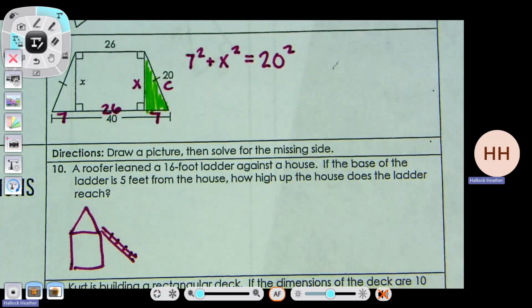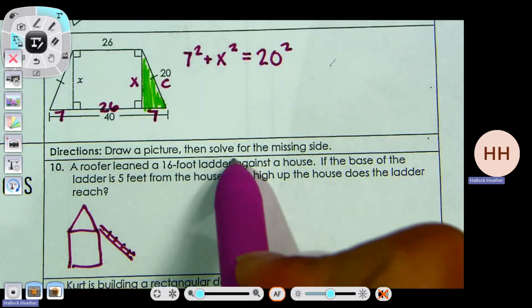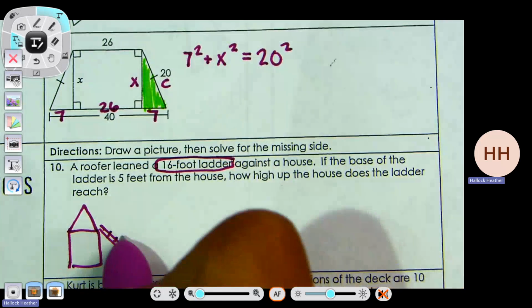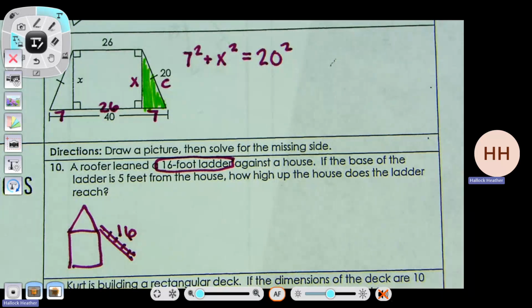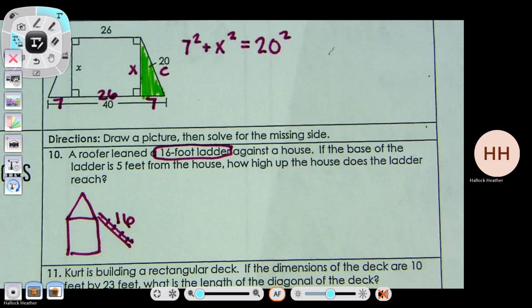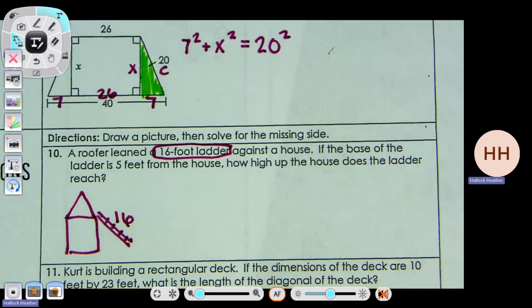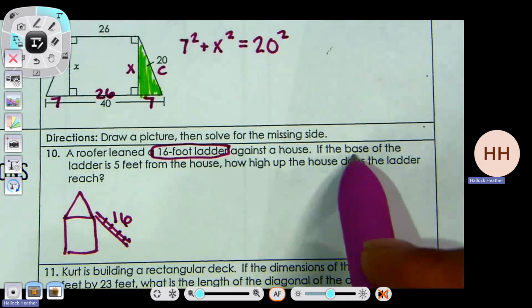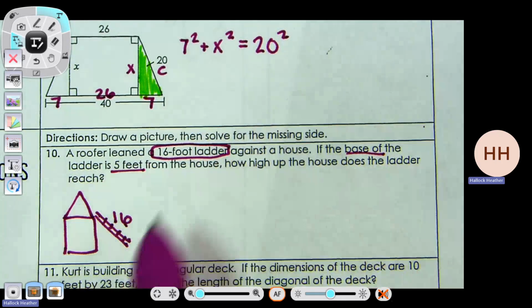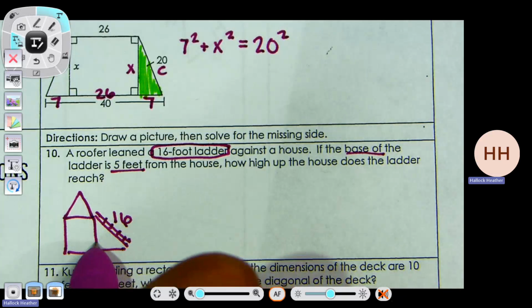16 is going to be C because that is the length of the ladder. A 16-foot ladder is leaning up against the house. So the ladder is leaning, that's my C. What other number do I have? 5 feet. Well, where would it go? Technically, the bottom because it's the base. It says the base of the ladder is 5 feet from the base of the house. So here's your right triangle.